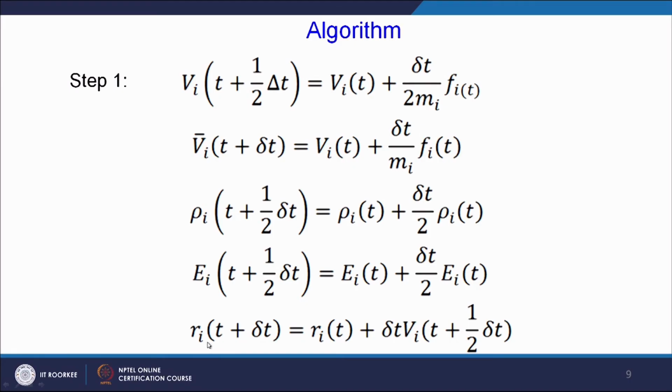Then we can also update the value of r, which is the position variable. So, Ri t plus delta t is equal to Ri plus delta t times the velocity. This time we require a velocity, and we will use the half time step velocity. So, V t plus delta t by 2, here you see we have multiplied by Vi t plus delta t by 2. So, this Ri t plus delta t is actually found using the half time step.